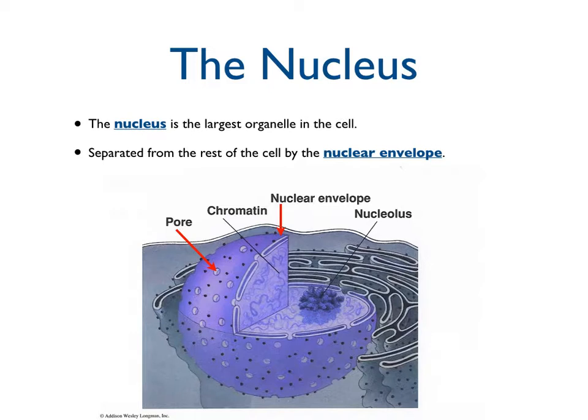You'll learn more about messenger RNA later on in the semester, but for now remember that the nucleus consists of this double-layered nuclear envelope which has numerous pores that allow for the exchange of molecules and information between the nucleus and the rest of the cell.